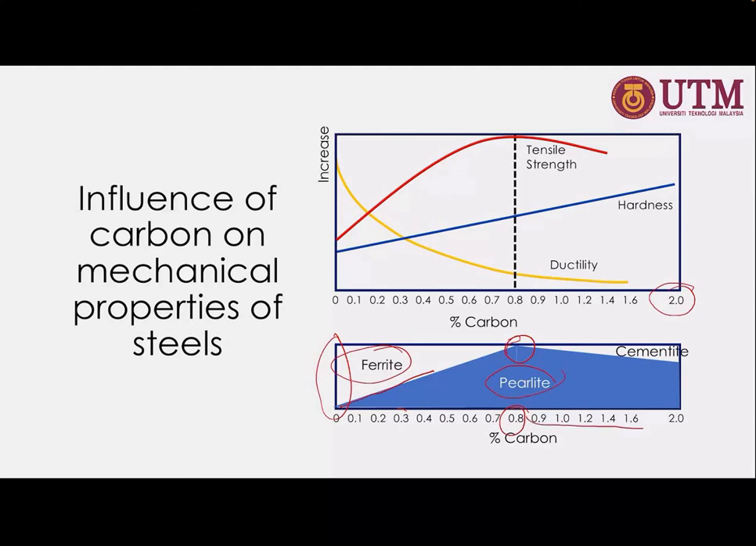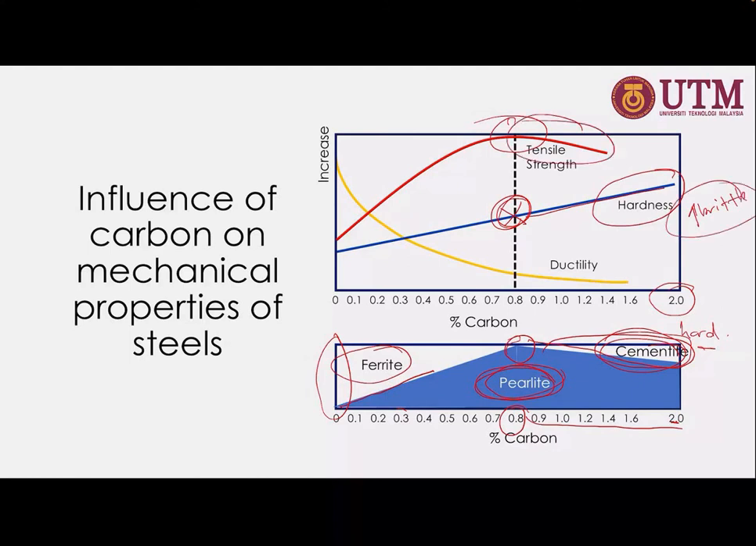So if you add more carbon, you will get more cementite. Cementite, as I always mentioned earlier, is hard. Because of the increased amount of cementite, the hardness of your material will increase. If you have 100% pearlite, you get maximum strength, but it is not so hard. The hardness is moderate. If you increase hardness, you will increase brittleness, and because of the brittleness, the strength is lower.